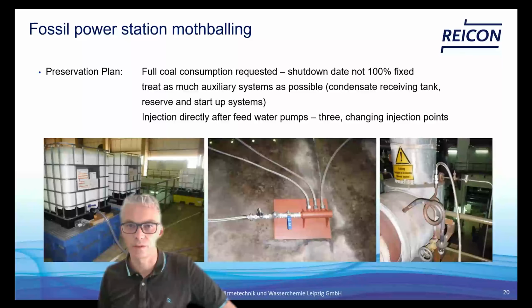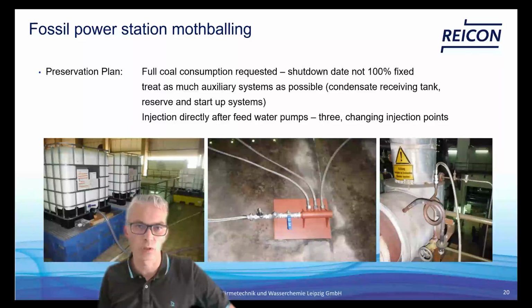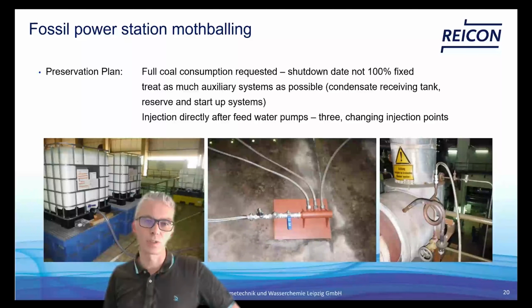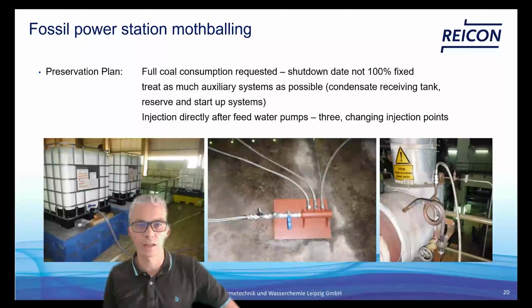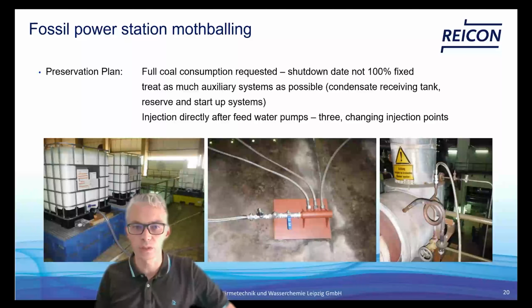Here, the final shutdown was not 100% fixed because they wanted to consume all the coal which was located on site. And we have to treat all the auxiliary systems like condensate receiving tanks, reserve systems, startup systems. All the systems should be protected as well. So we did a very individual dosing scheme to also get the FFA in those systems.